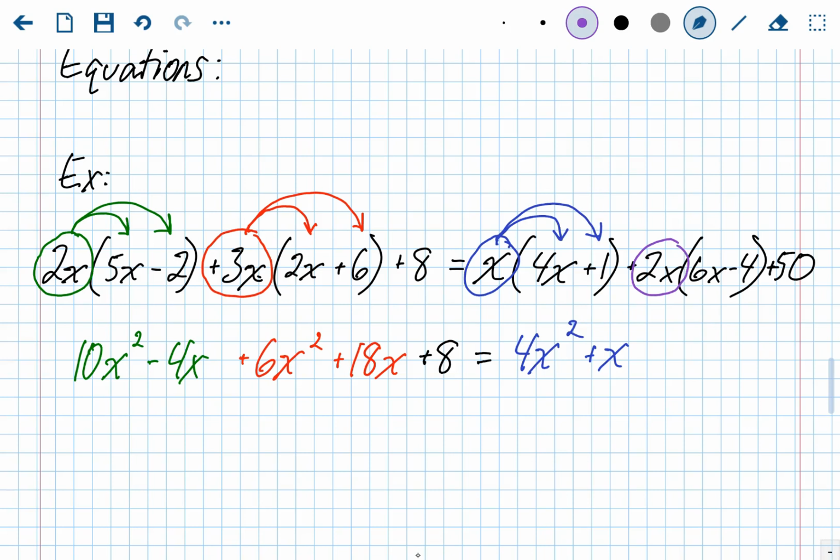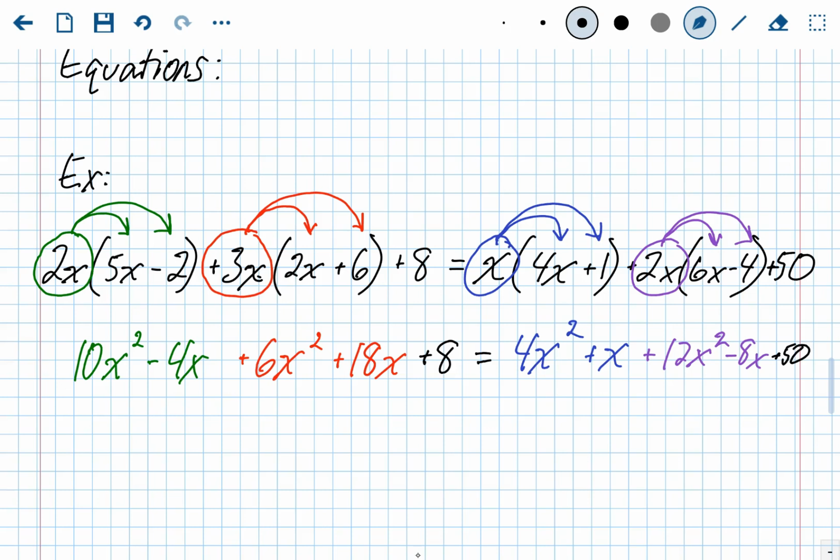Positive 2x times the binomial 6x minus 4. So 2x times 6x is 12x squared. Again, once you distribute, you can drop the parentheses. 2x times negative 4 is negative 8x. And then you still have that plus 50 at the end.